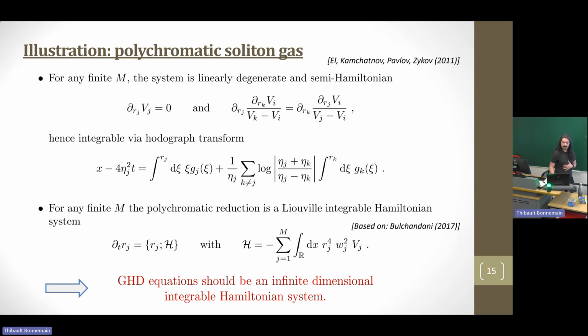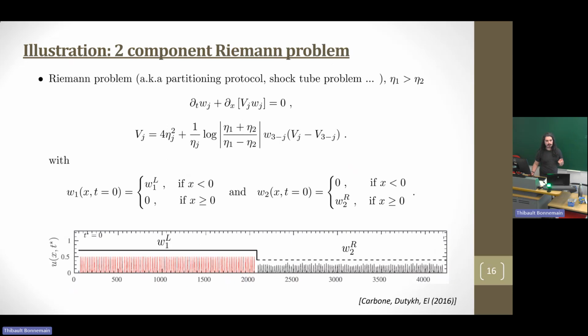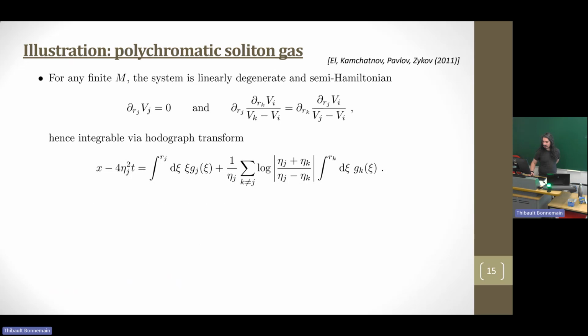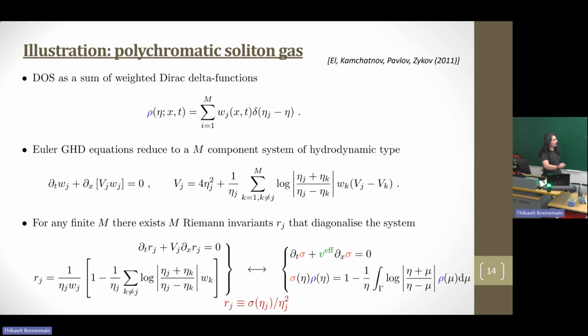Okay. So as you can see, even in this simplest case of the polychromatic gas, solving the general n-component system can be pretty involved. So to conclude this section on the polychromatic gas, I'll discuss the simplest non-trivial case, which is the two-component Riemann problem. Sorry, yes. The equations are n, right? Yes, you have n equations like that.